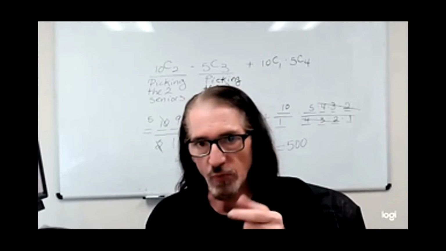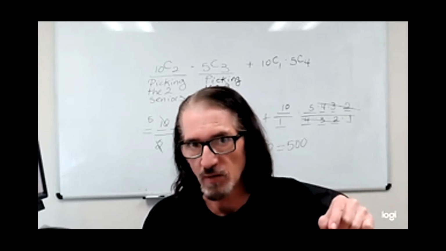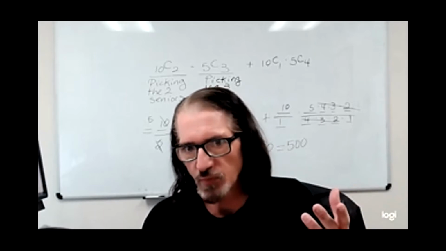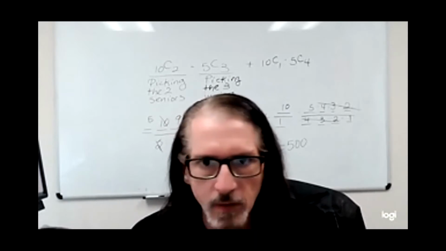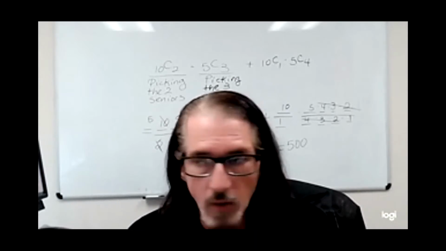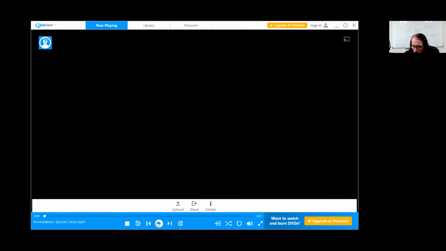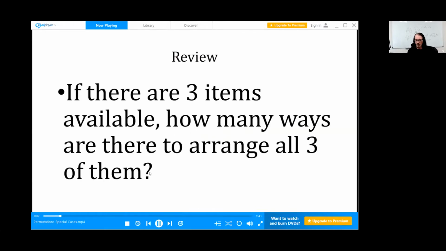That, by the way, is nPn. nPn is the same as n factorial. But what if we can't tell the difference between some of the things being arranged? Or at least, in terms of what we're paying attention to, indistinguishable. So remember, 3 factorial or 3P3 is equal to 6.